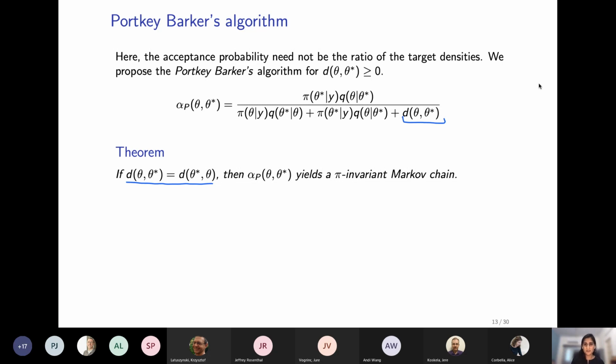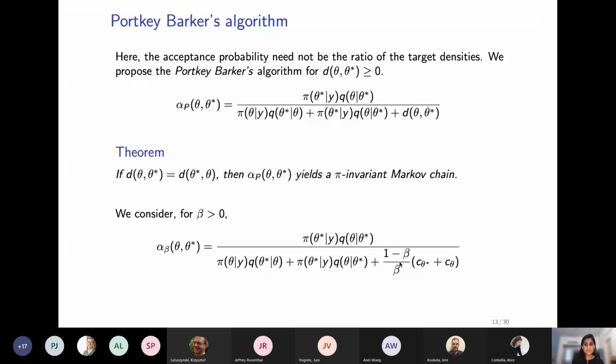However, it is fairly reasonable to see, as long as d is greater than 0, that this is less than or equal to alpha b, the Barker's acceptance function. And because of that ordering, it also yields that we are not going to be as statistically efficient as Barker's algorithm, the original Barker's without this term d. I'll get to that in a second.